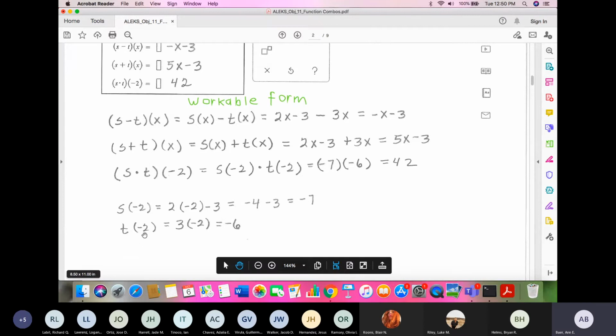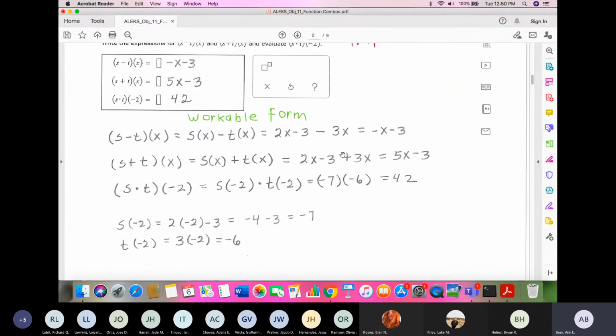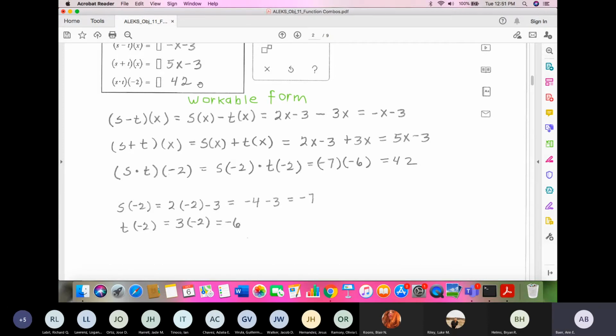How about T of -2? What's the y coordinate of the T function when x is equal to -2? We go to the T function, 3 times x. X is -2, so we have 3 times -2, which is -6. We take out T of -2 and replace it by -6. Negative times negative is positive. 7 times 6 is 42. So the answer for the last one here is 42.